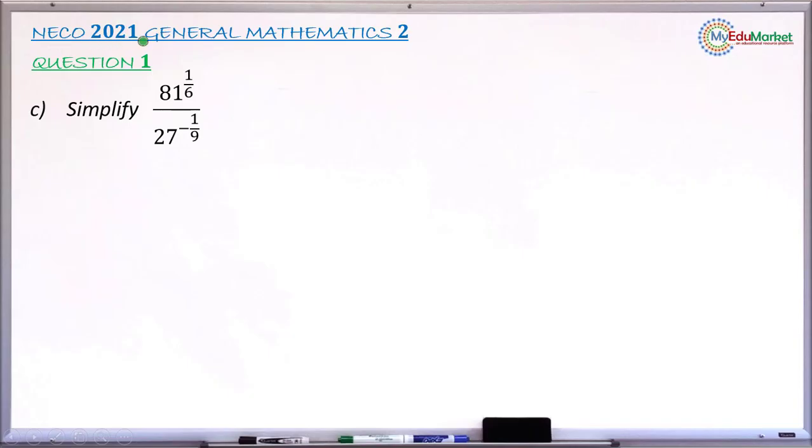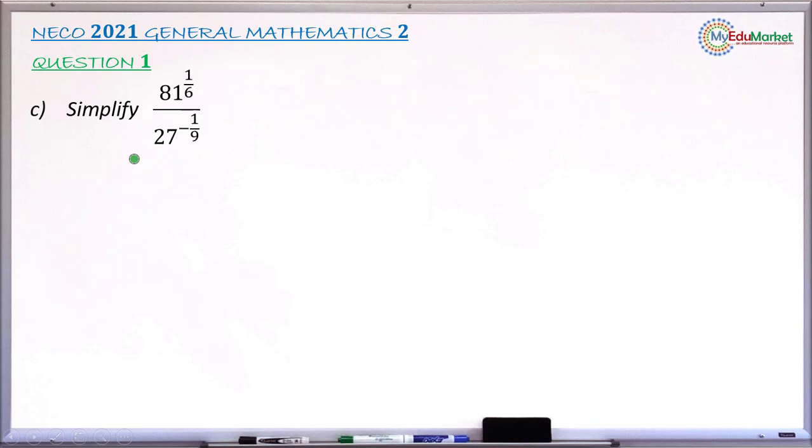This is NECO 2021 General Mathematics Paper 2, and we are answering question number 1C, and the question asks to simplify this fraction. And the fraction involves indexed numbers. The numerator is 81 raised to the power of 1 over 6, and the denominator of that fraction is 27 raised to the power of minus 1 over 9.